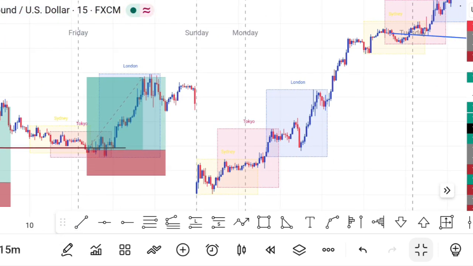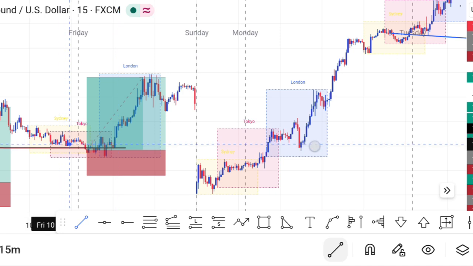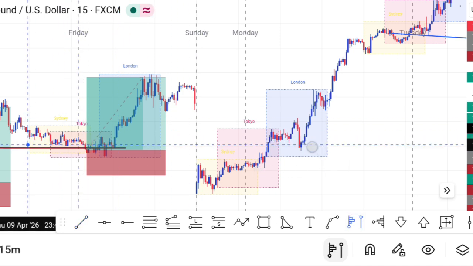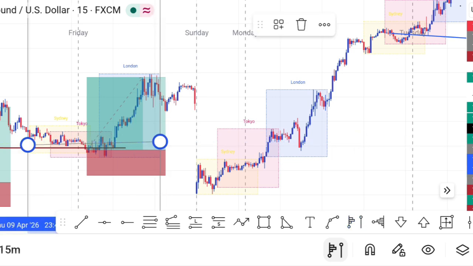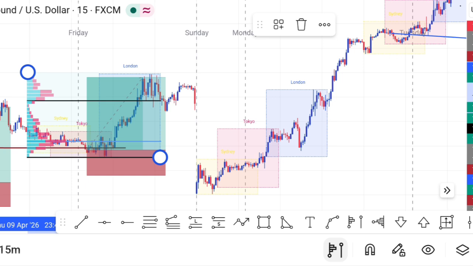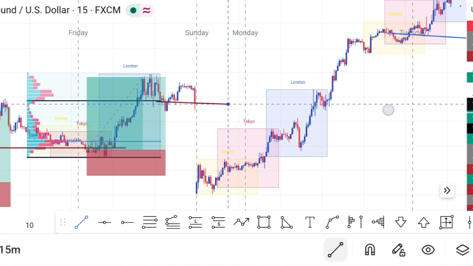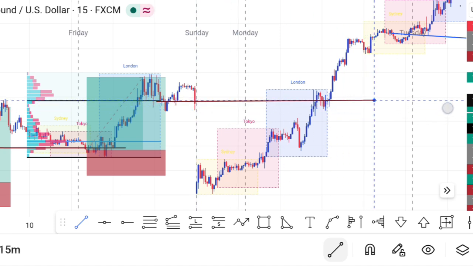It's very simple, repeatable, and it works every day. The other thing I want to show you is what happened on Friday. On Friday I marked my Asian and London session. It gave me my support and resistance. After it gave me my support and resistance, the market went for the resistance area.